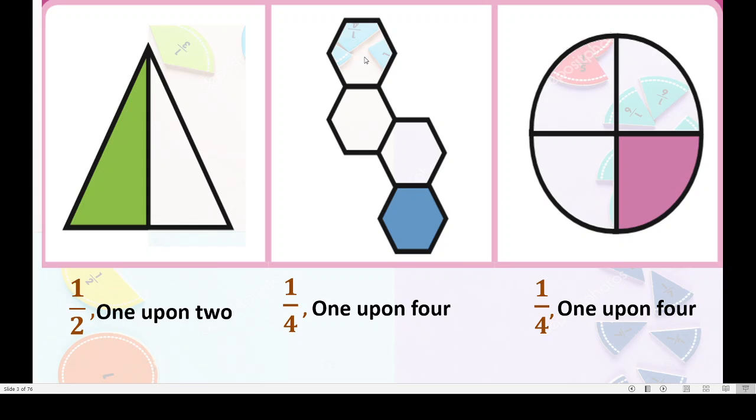Okay. Now here you can see three parts are not shaded. So we will write the fraction like this. 3/4 means out of four parts, three parts are not shaded. How to read this? 3/4. Okay.